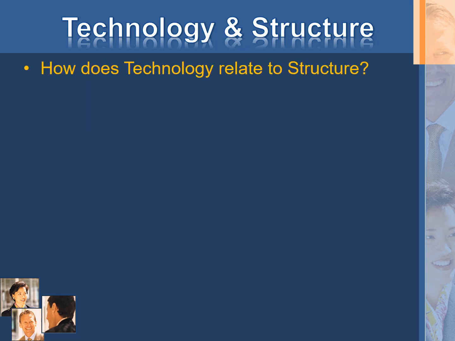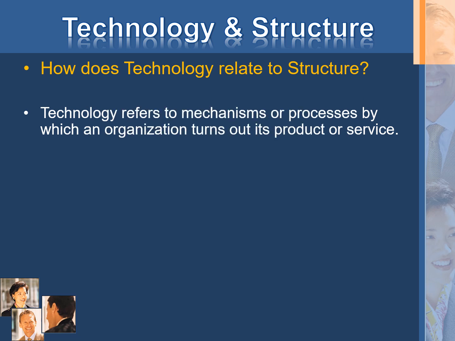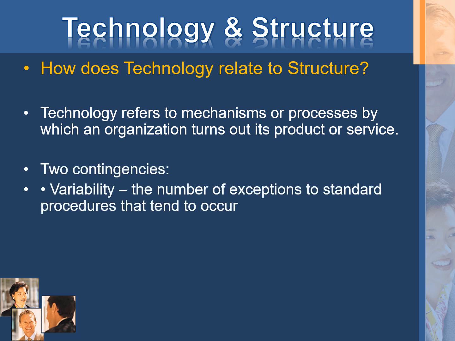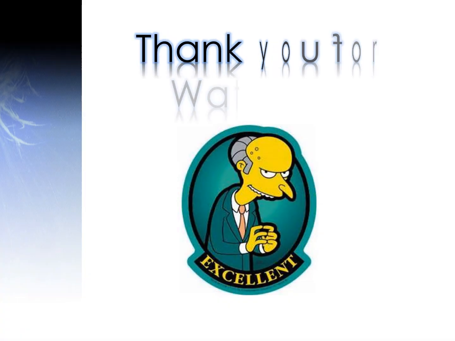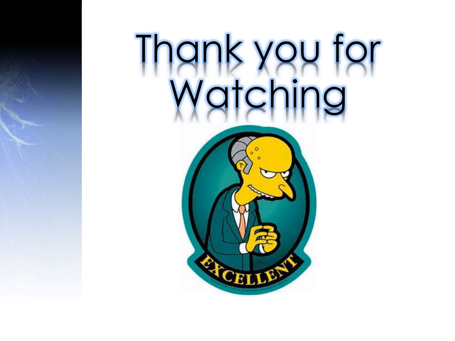How does technology relate to structure? Well, technology refers to mechanisms or processes by which an organization turns out its product or service with two contingencies: variability, the number of exceptions to standard procedures that tend to occur, and analyzability, the predictability or difficulty of the work. So that concludes it for organizational structure.